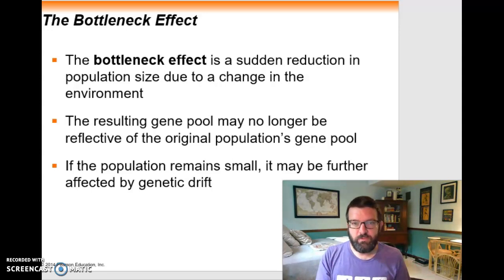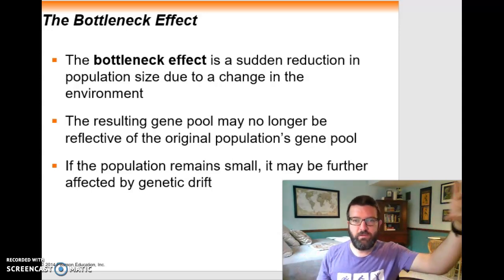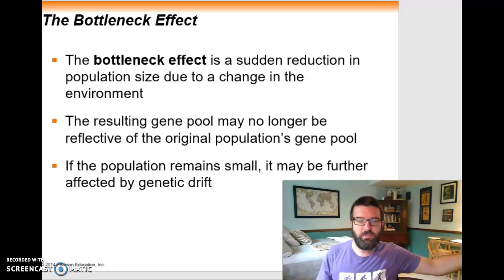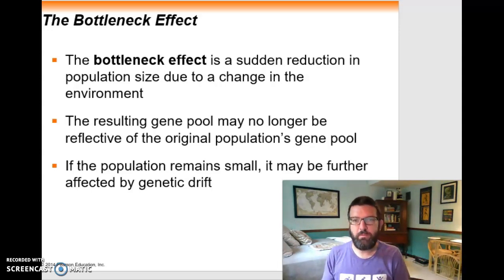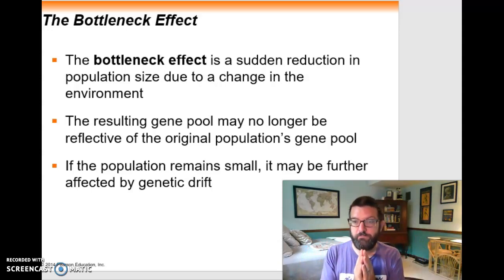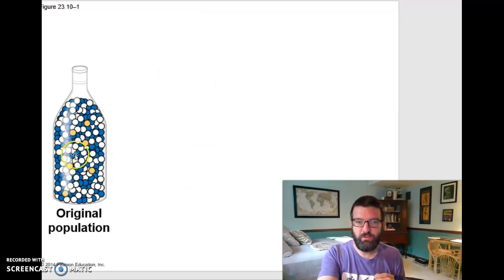A similar scenario comes with the bottleneck effect. So here, instead of starting with a large population and having a few that fly away and colonize a new island or a geographically isolated area and start their own population, as we get with the founder effect, we have a large population that, for one reason or another, has a sudden large population reduction, and you only have a few individuals left. So let's take a look at our gene pool in this situation, right?